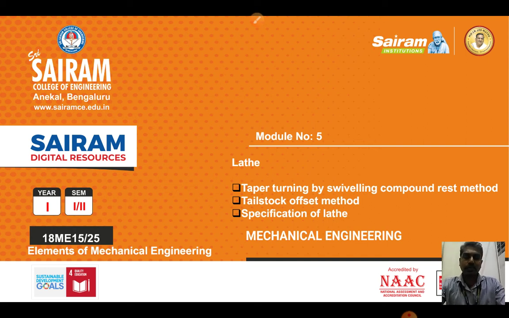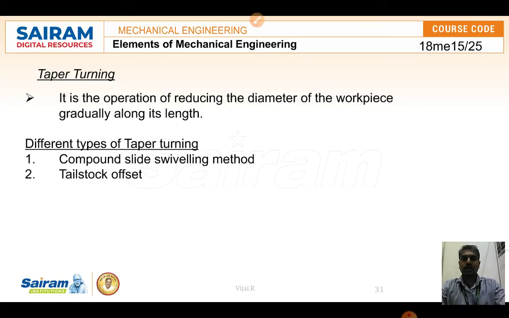First of all, taper turning is used for gradually increasing or gradually reducing the diameter of a workpiece along its length, so we can make whatever taper we require. By using two different types of methods, the swiveling compound rest method and the tailstock offset method, we can make this taper turning.